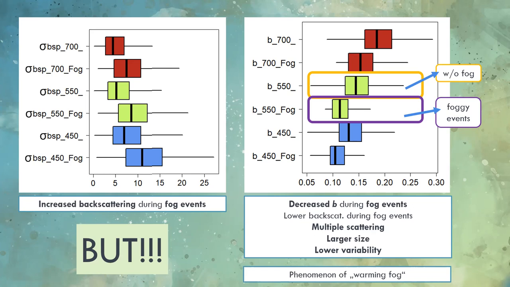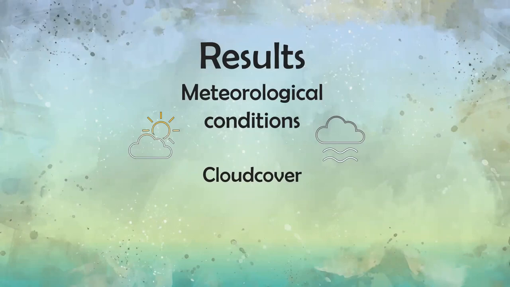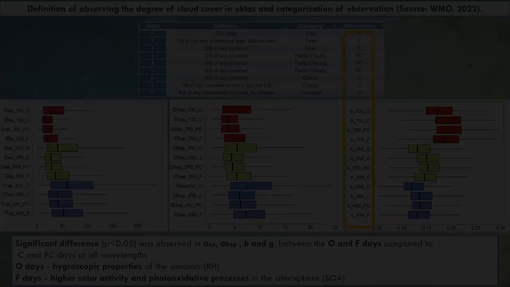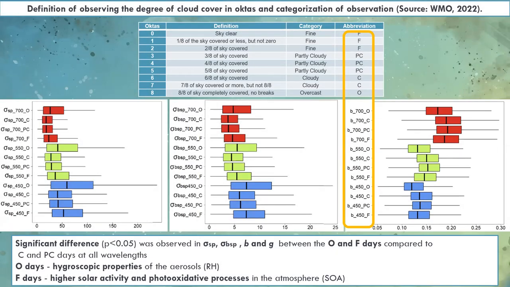And there we have a hypothesis about multiple scattering of light in this population of fog particles, because they have a specific size. They are large in size. Also, their concentration is a bit different. Because this wasn't really intuitive for me and it was a surprise, I called it the phenomenon of warming fog.